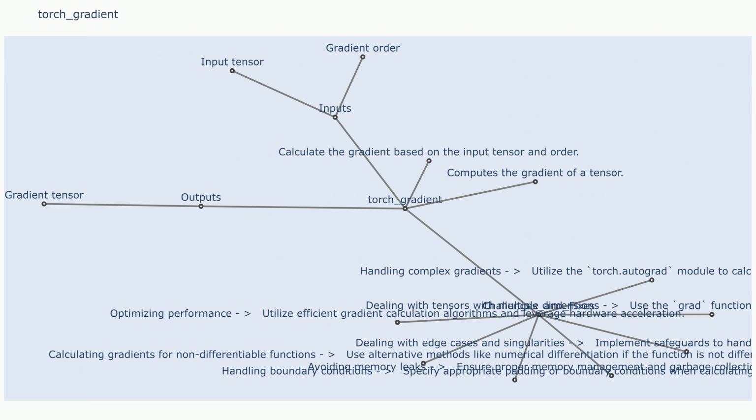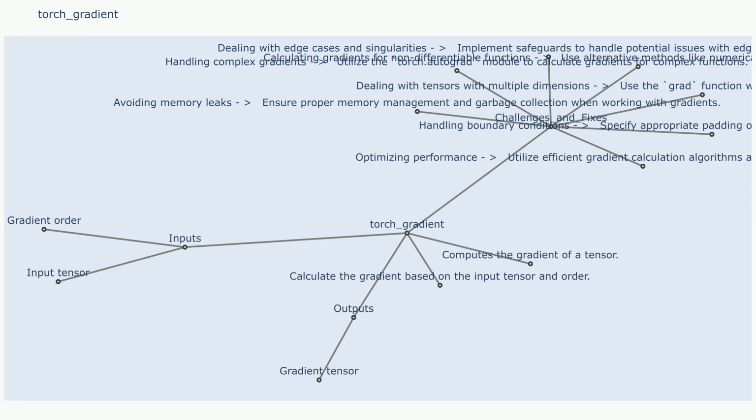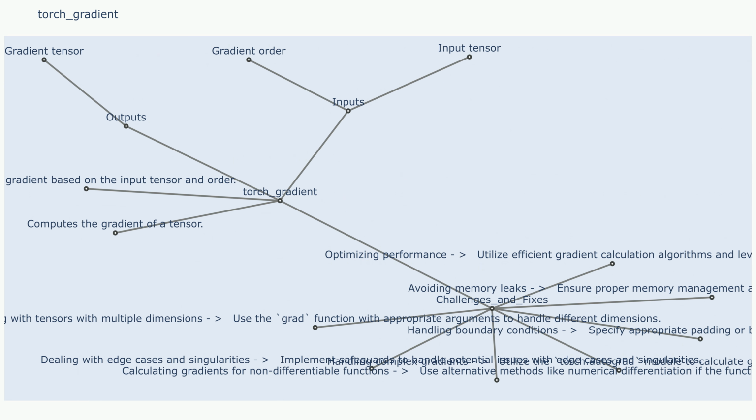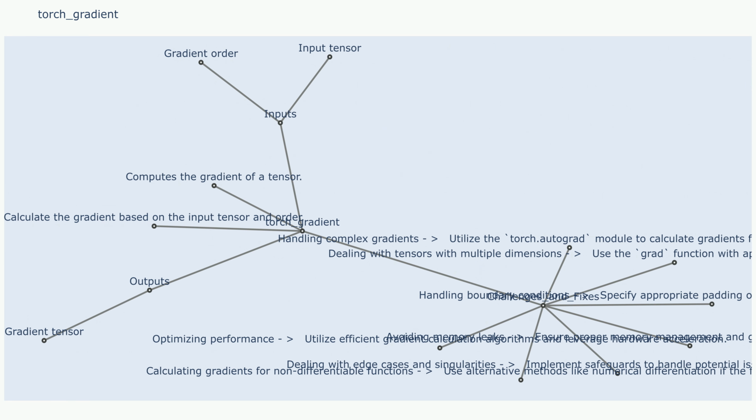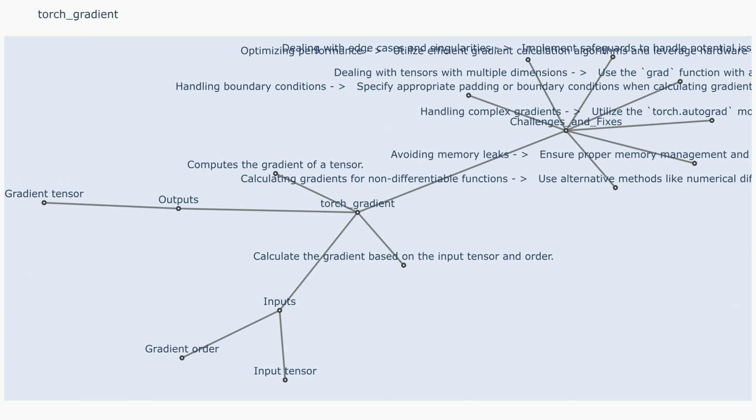Challenge 2: boundary handling. The gradient calculation near the boundaries of the input tensor might be inaccurate due to the finite difference approximation. Sample use case that resulted in challenge 2: torch.gradient(tensor), where the tensor has a small number of elements along certain dimensions. Fixes to challenge 2: consider using boundary conditions, such as zero padding or periodic boundary conditions, to improve the accuracy of the gradient calculation near the boundaries.